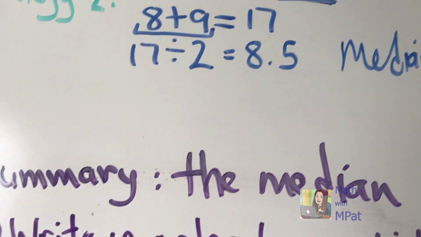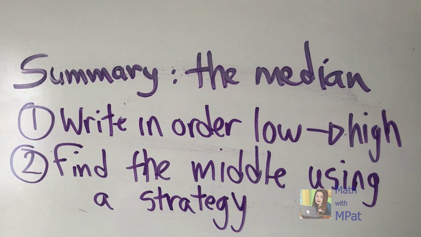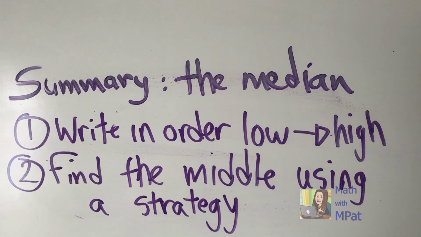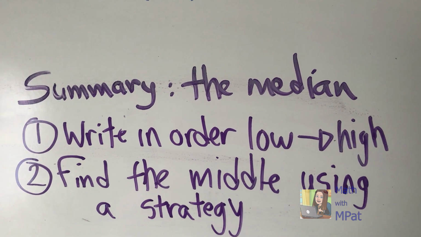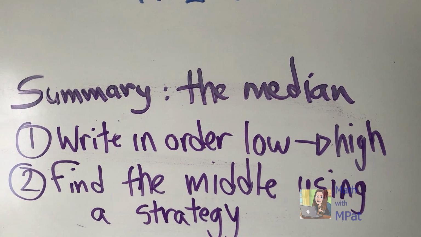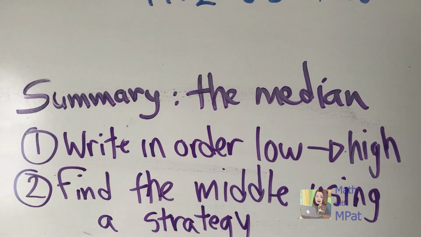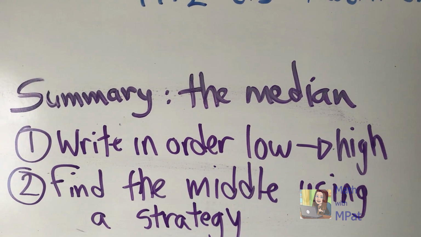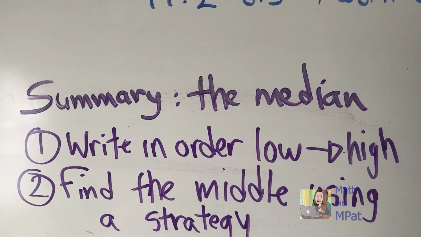Now to summarize the median, we write the numbers from low to high. It's a crucial element for median to make sure we find an accurate middle number. Then we find the middle number by using a different strategy: crossing out the numbers on either side and counting in, using a number line, or we can add and then divide by 2.